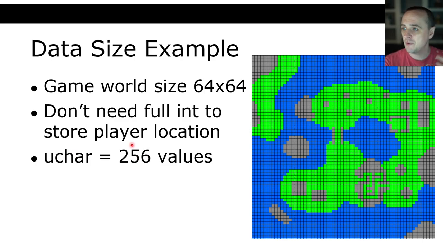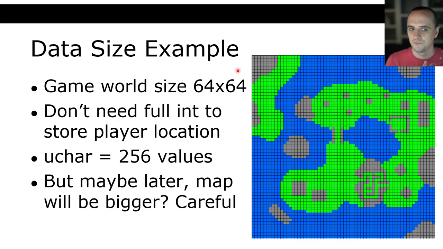So maybe one optimization we could do is take the 8 bytes that we were previously using, 2 integers to store the x, y location, and reduce that down to 2 bytes, right? Because we're using a byte for the x and a byte for the y. So in that simple example, our data to store where the player or an entity is has gone from 8 bytes down to 2 bytes. That's pretty good. However, I've chosen this example very carefully because that could be a premature optimization.